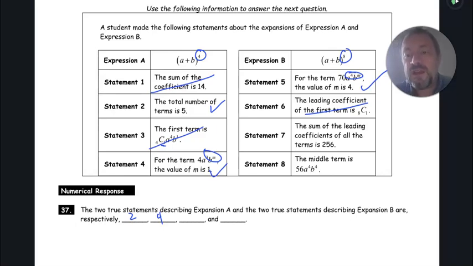The sum of the leading coefficients of all the terms is 256. Yes, that's true, because it's going to be a power of 2, and it's going to be 2 to the exponent on the binomial. So yeah, 256, that's true. We don't even really have to go to the next term here, because we've already got our two answers there, 5 and 7.